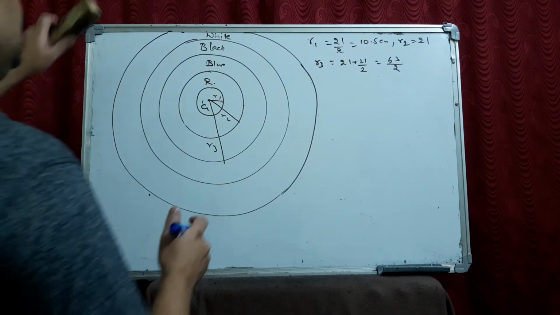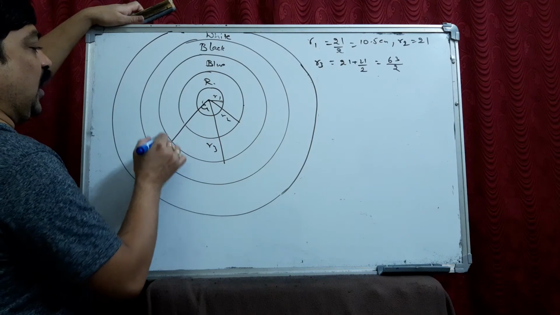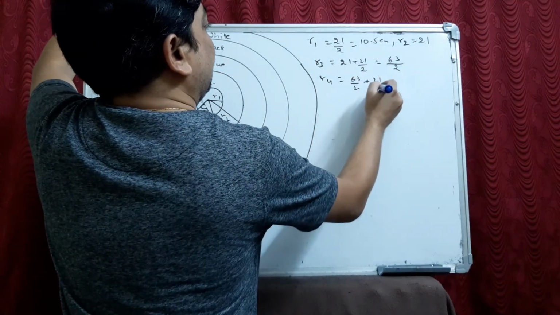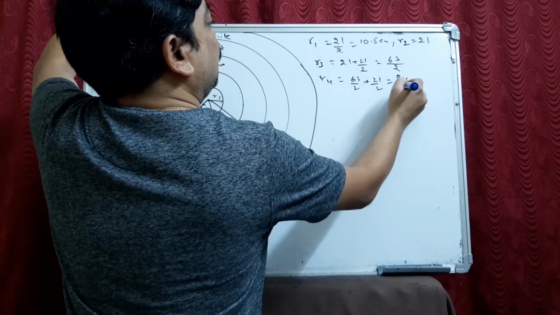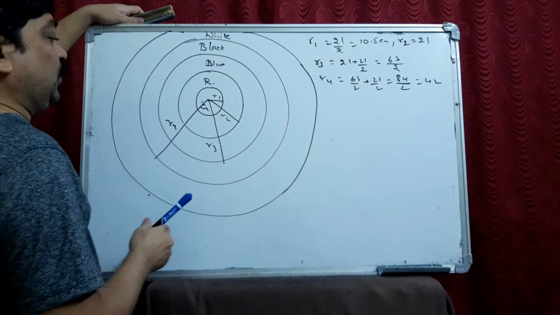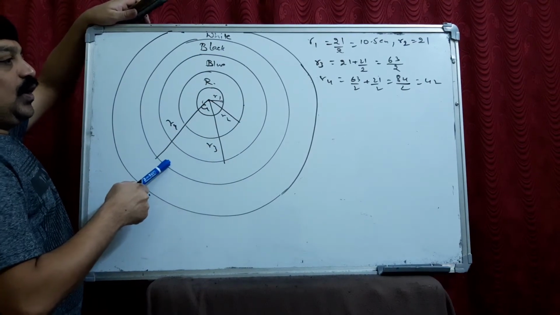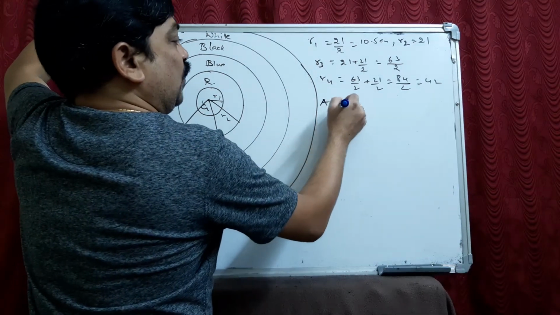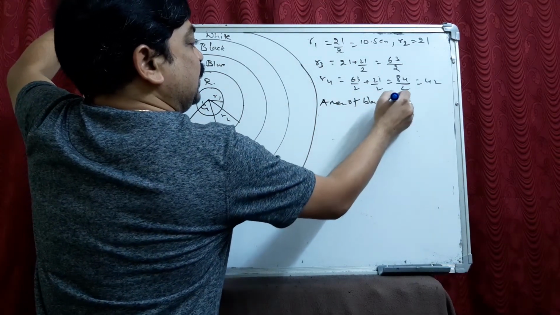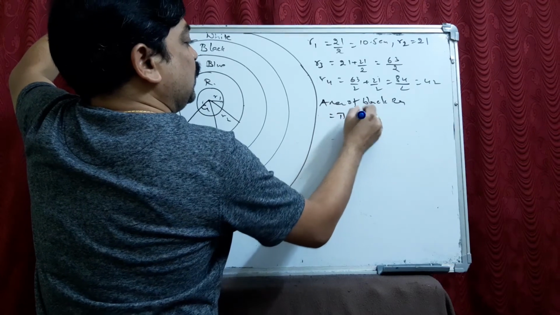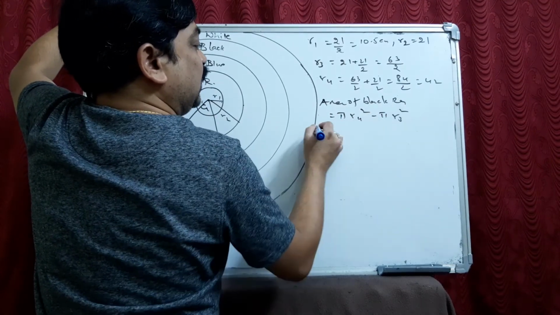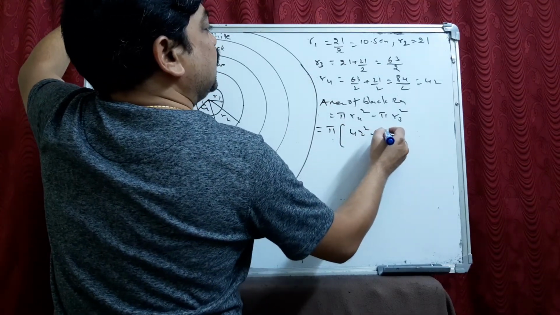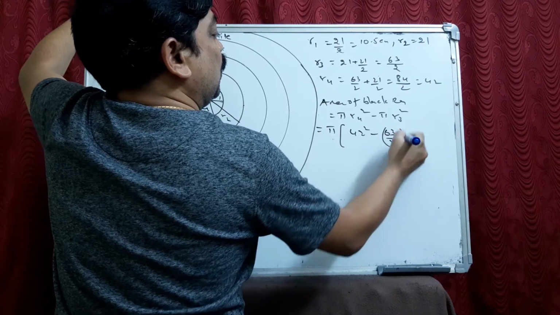Now for the black region, let us take R4. R4 is equal to 63 by 2 plus 21 by 2, 84 by 2, which equals 42. To get this black region, what should we do? Pi R4 square minus pi R3 square, this region. So area of black region is equal to pi R4 square minus pi R3 square. Take pi common. R4 square is 42 square minus R3 square, 63 by 2 whole square.